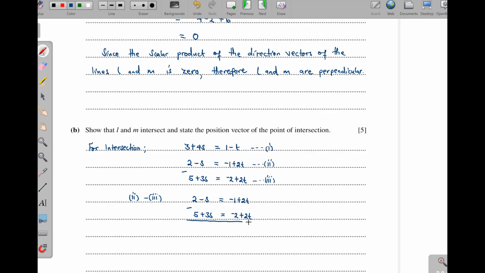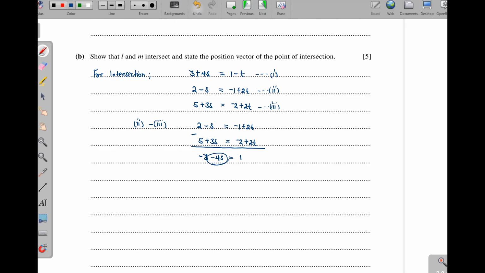So we shall have, this one is not supposed to be there. 2 minus 5, that is a negative 3. Then negative 1 minus 3, that is a negative 4 of s. And then negative 1 minus minus 2. So this one gives us a positive 1, not so? So a positive 1, then t disappeared.